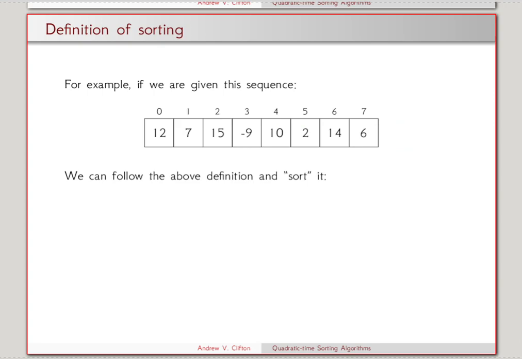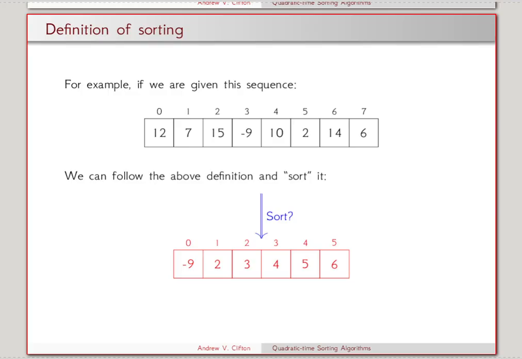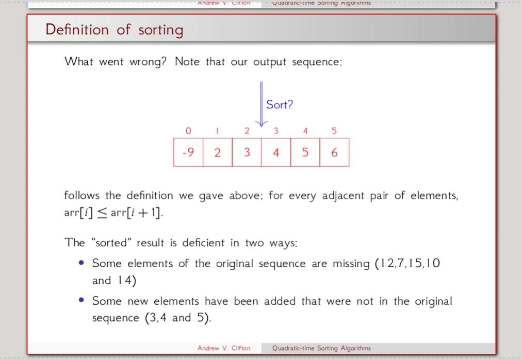So for example, let's say we're given this sequence: 12, 7, 15, negative 9, 10, 2, 14, 6. Definitely not sorted according to our definition. So we'll apply our definition to it and sort it, and we end up with negative 9, 2, 3, 4, 5, 6. Did I sort this? It should be pretty clear that the answer is no. Something went wrong. We followed our definition, but we didn't end up with a sorted output.